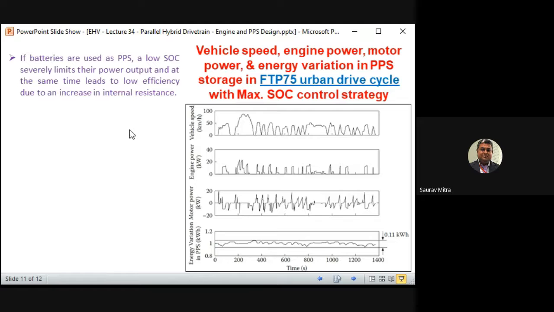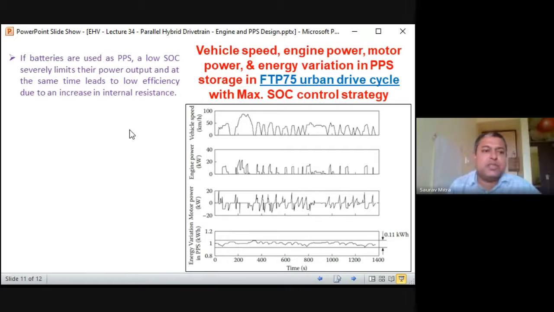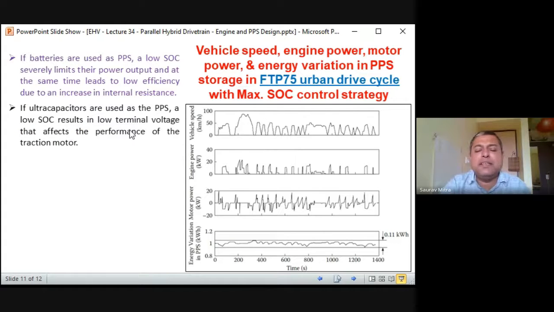In this case, they are talking about other technologies instead of battery. So far we had been talking about the PPS as battery only. But now onward, they are talking about different technologies which can be used as a PPS. So if batteries are used as PPS, a low SOC severely limits their power output, and at the same time leads to low efficiency due to an increase in internal resistance. So battery internal resistance is quite high. That is a problem at certain times while you are using a battery as a source of PPS, the peaking power source.